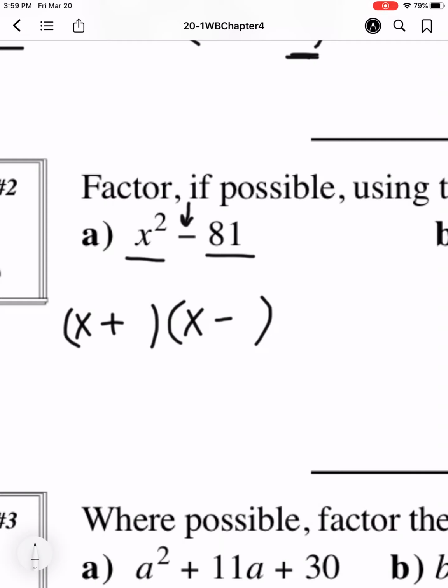Square root the front number, put it in the front, and then square root the back number and put it in the back. So it looks like that. X plus 9 times x minus 9.